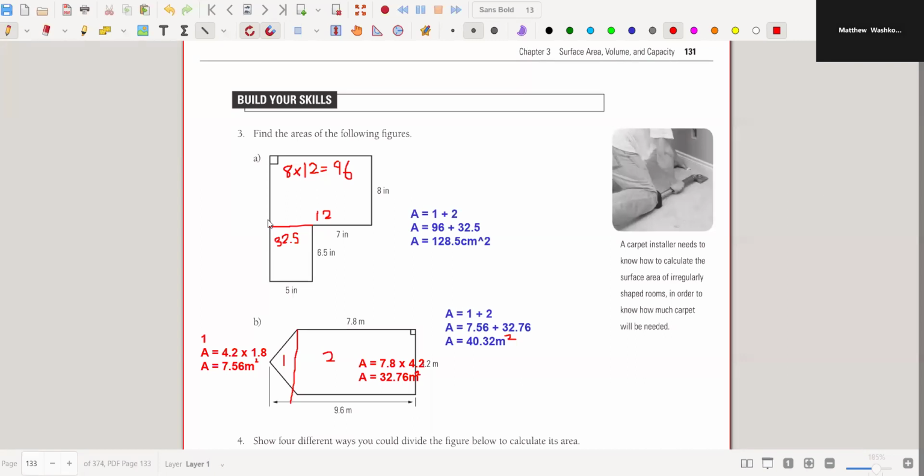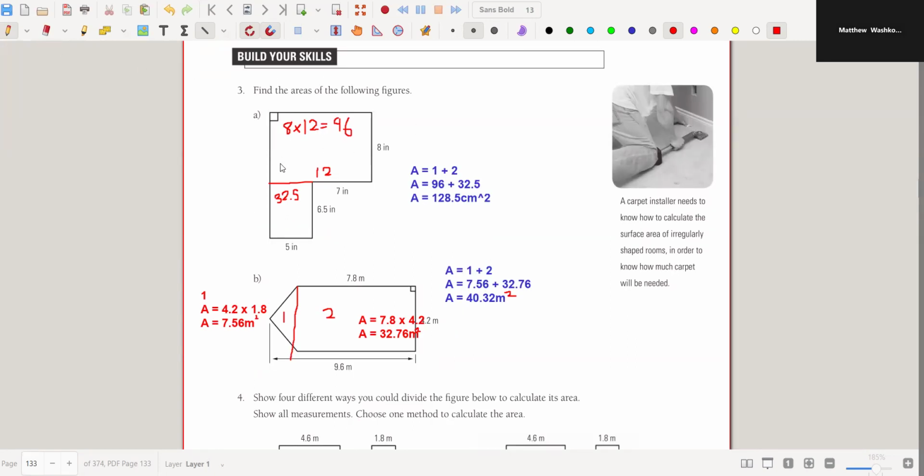Okay, so now that you've unpaused it, I'll do a quick walkthrough. Again, I've split this up into two shapes. There's two different ways of doing it. I did it this way. Do whatever one works for you. But either way, the answer is 128.5 centimeters squared.